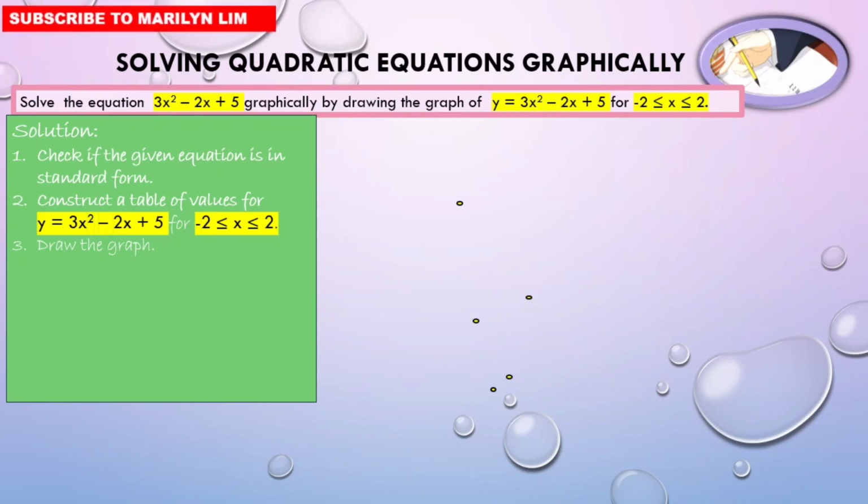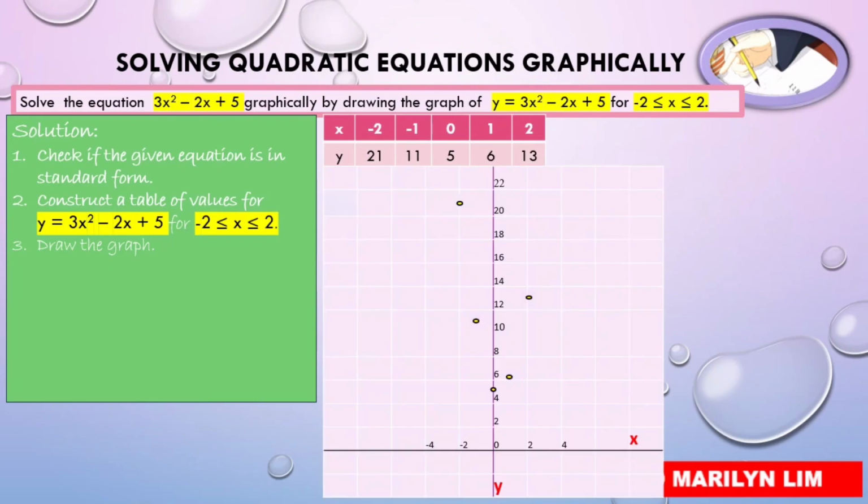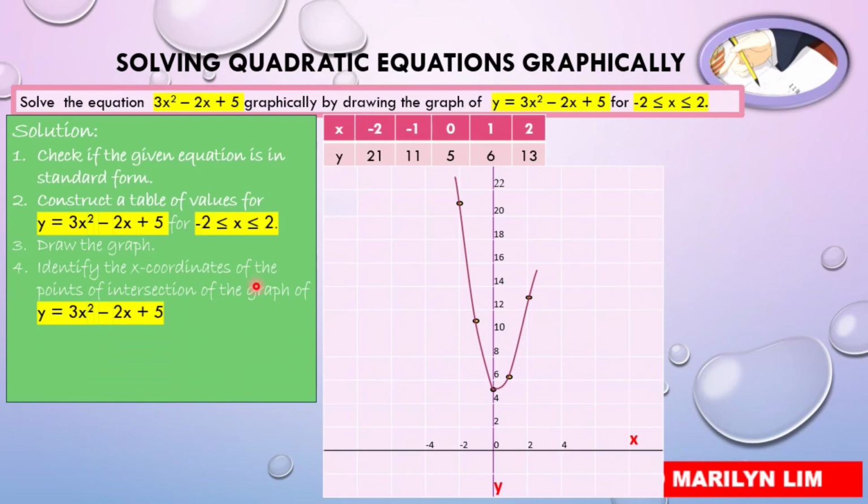Okay, after drawing the graph, what do we do now? So let us, okay, connect the dots. Alright, so use the values that we have solved a while ago. Okay, don't forget that one. Then connect the dots, so you have this figure or this curve. Identify the x-coordinates of the points of intersection.